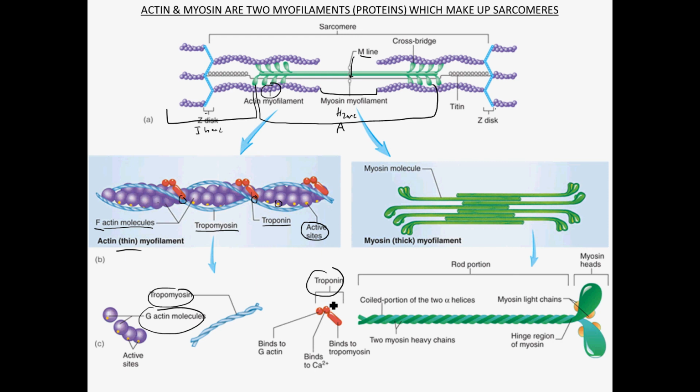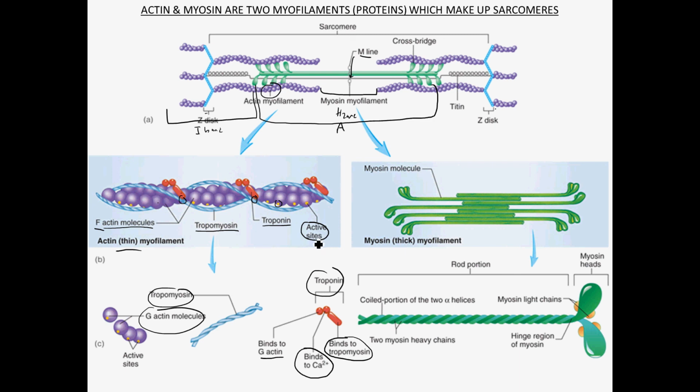A little bit more detail about that troponin. There's 3 components there. This is going to bind it to the actin part. This is going to bind calcium ion. Again, this is going to be important in the physiology aspect of this. And then this part here is going to bind to the tropomyosin.